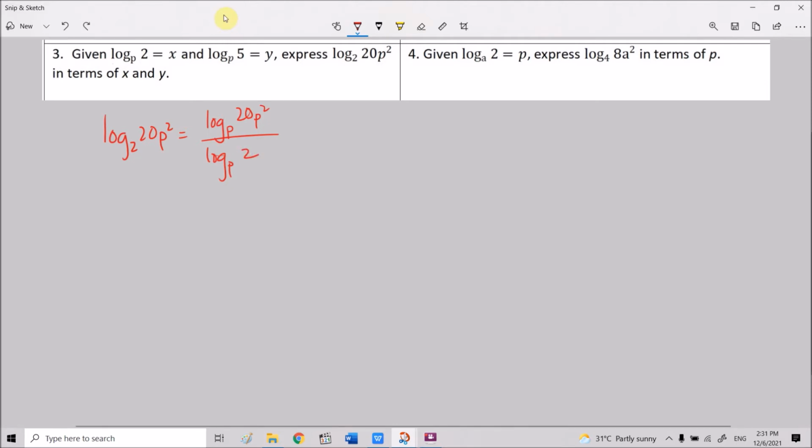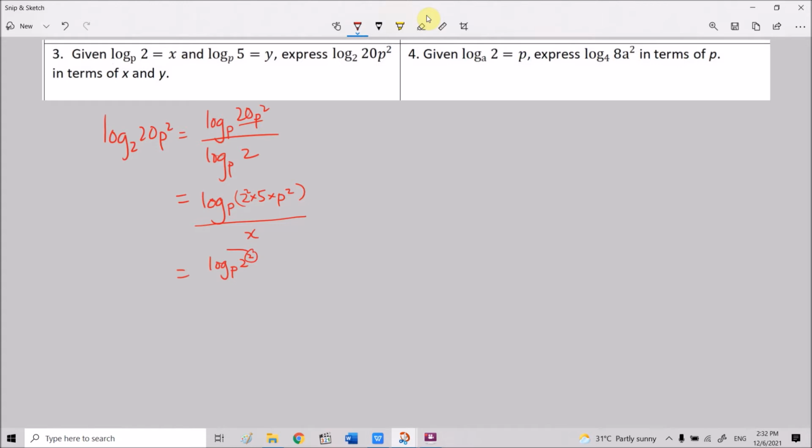So after that, we can break this part into numbers which consist of 2 and 5. The easiest way is 20 is actually 4 times 5, times p squared. And 4 is actually 2 squared. And for this part here, log base p of 2 is actually x, so we can just substitute that with x. Now using the law of logarithm, we can take this part here and we rewrite this as this.